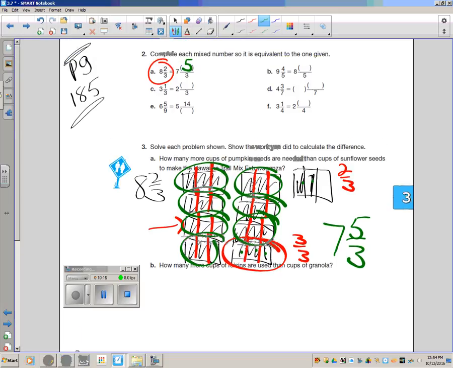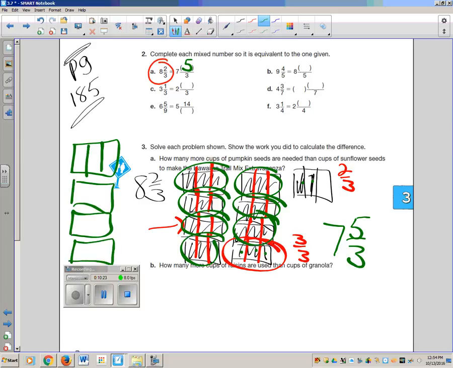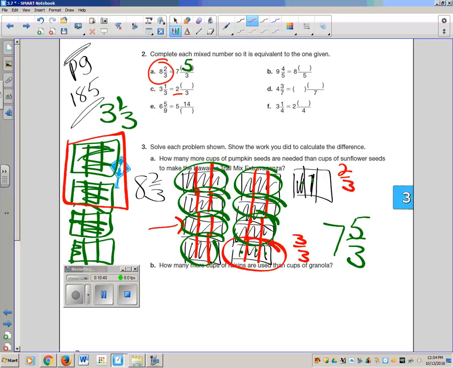So 3 and 1/3. Here, let's draw it over here. So I'm going to need 4 boxes for 3 1/3. They're all thirds. This one's shaded in completely. And here's my whole. Okay? So this is 3 1/3. We're going to take it down to 2. So here's 2 right here. How many thirds do I have left? 1, 2, 3, 4. 3 and 1/3 is 2 and 4/3.